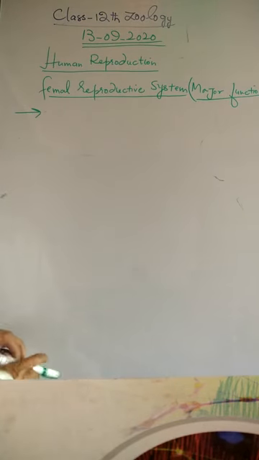We are dealing with human reproduction for class 12th: the female reproductive system and its major functions. In the last lecture we discussed the male reproductive system, the different structures associated with it, the morphology and functions of the different organs, including the hormonal control. This time we are dealing with the female reproductive system. We have almost completed it. Now the topic for today's discussion is the major functions of the female reproductive system.